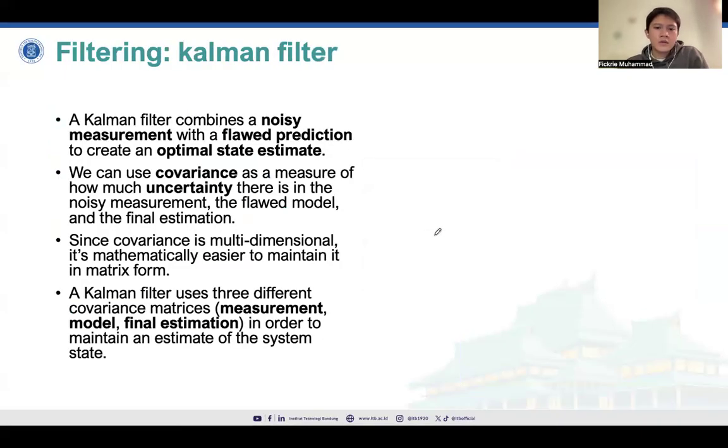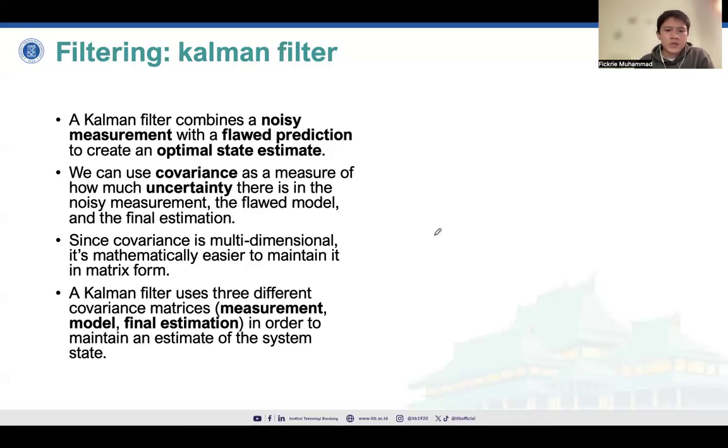And then the equations. If we're talking about filtering, the most common way is the Kalman filter, which combines the noisy measurement with the noisy predictions or model predictions to create the optimal state estimate. We can use the covariance as a measure of how much uncertainty there is in the noisy measurement and also the model. For the final estimation, because both are Gaussian uncertainties, we multiply them together, and then we have the final uncertainty, which is also Gaussian.